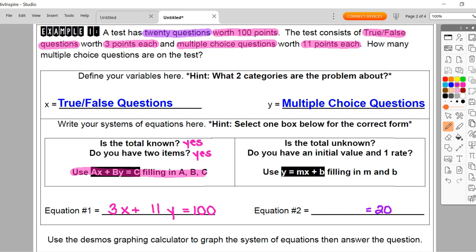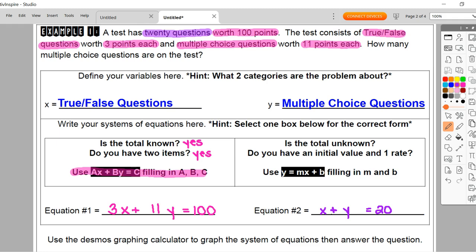So that's why I'm going to also write this equation in standard form, my ax plus by equals c. So I'm going to go ahead and have x plus y. I have no other numbers to go in front of my x and y as my a and b, so I'm just going to keep it like this, which makes sense because x is the number of true false questions, which I don't know. I also don't know the number of multiple choice questions, that's what I'm trying to find, but I do know there are 20 questions total on the test.